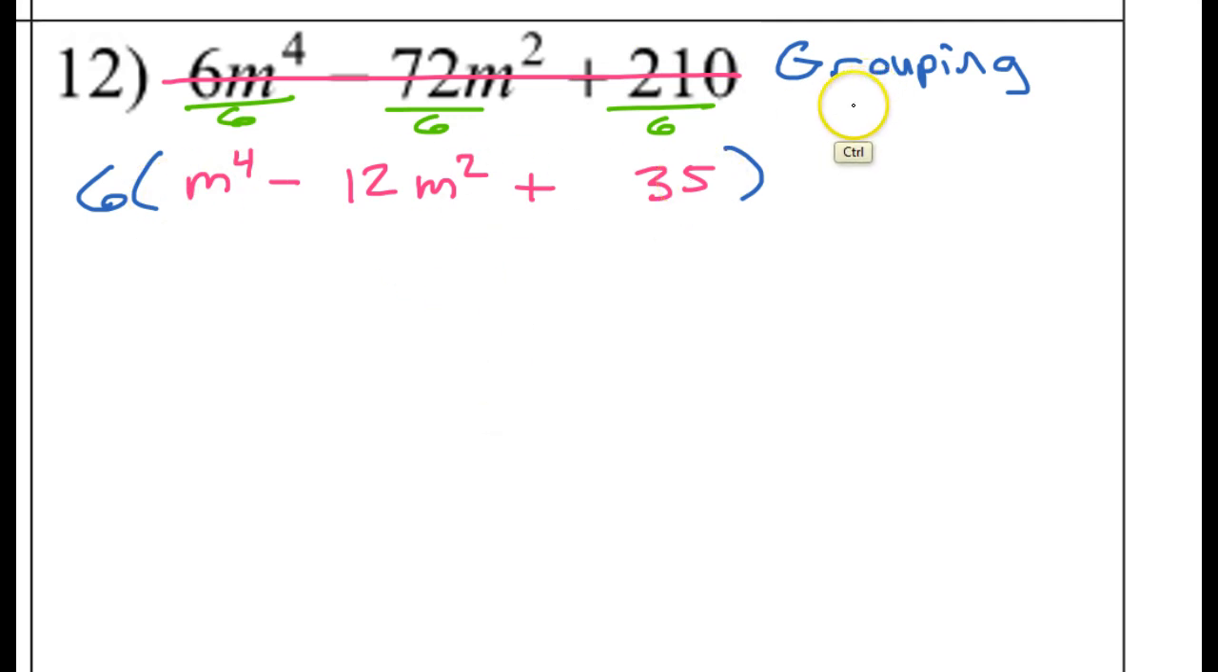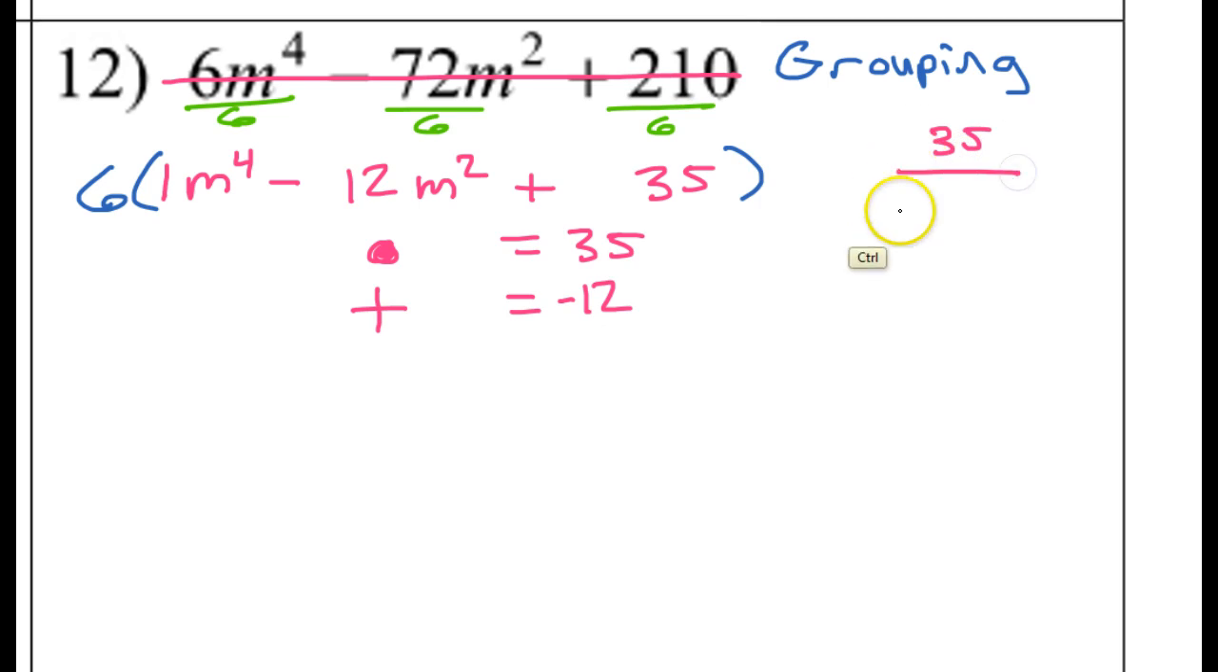Okay, so we're doing grouping. So for grouping, I'm going to need a product and a sum. The product has to be A times C, 1 times 35. So the product's going to be 35. The sum has to be the B value, so that's going to be negative 12. Now, focus on the product for a minute. I'm going to come off to the side and make a little list of all of the things that will multiply together and give me this product.